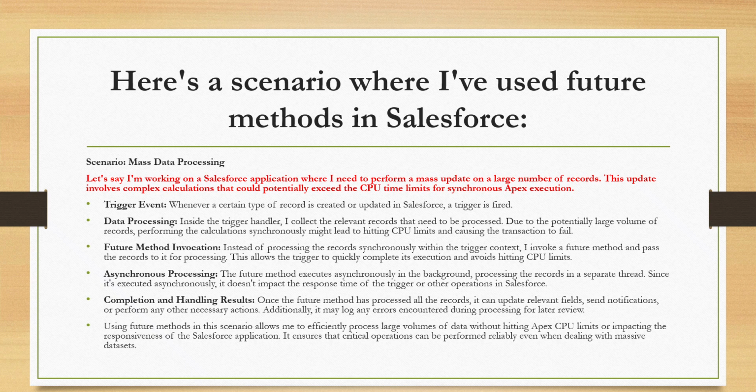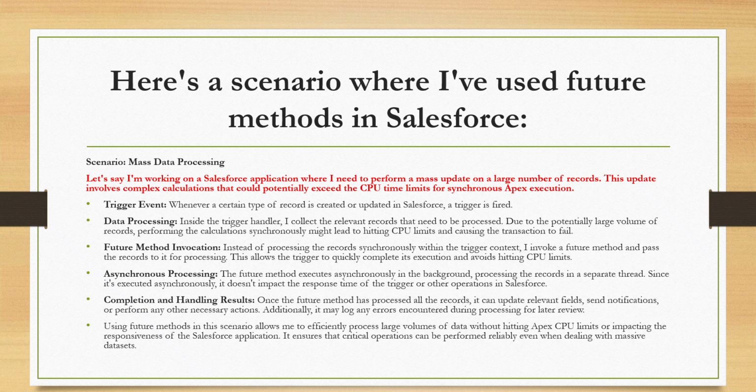Okay, the third point is future method invocation. Instead of processing the records synchronously within the trigger context, I invoke a future method and pass the record IDs to it for processing. This allows the trigger to quickly complete its execution and avoid hitting CPU limits. Asynchronous processing: the future method executes asynchronously in the background, processing the records in a separate thread. Since it's executed asynchronously, it doesn't impact the response time of the trigger or other operations in Salesforce.